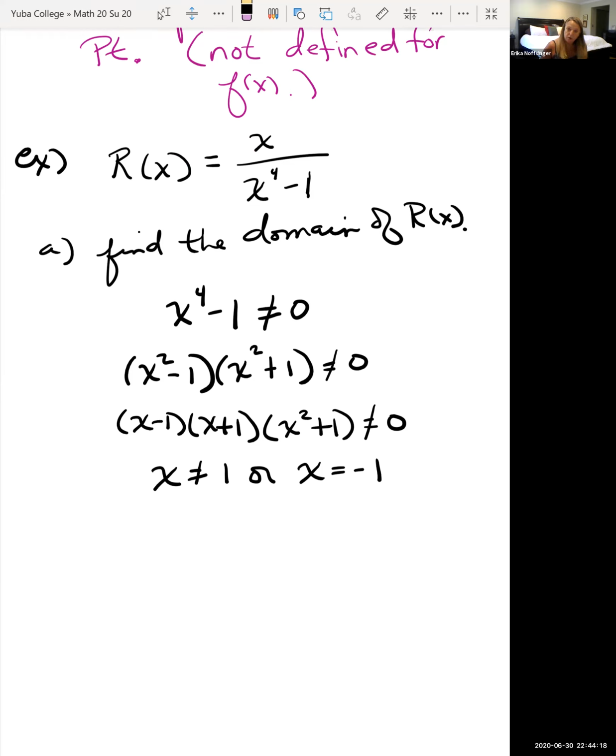So our domain is all real numbers except for that. If I put that in interval notation, I'm going from negative infinity up till I hit negative 1, parentheses. I'm using all the numbers between negative 1 and 1, not including, so I have parentheses. And then I'm looking at all the numbers from 1, not including, to infinity.